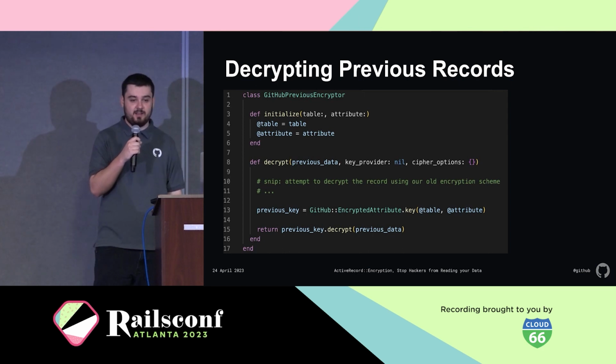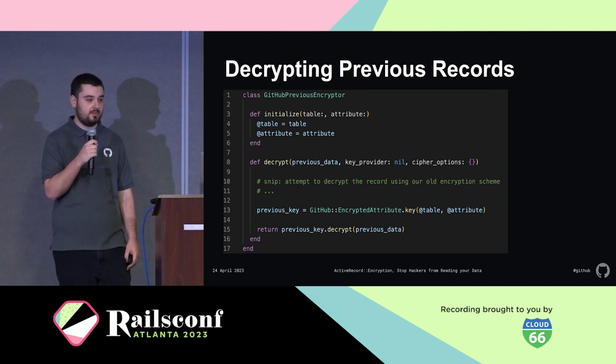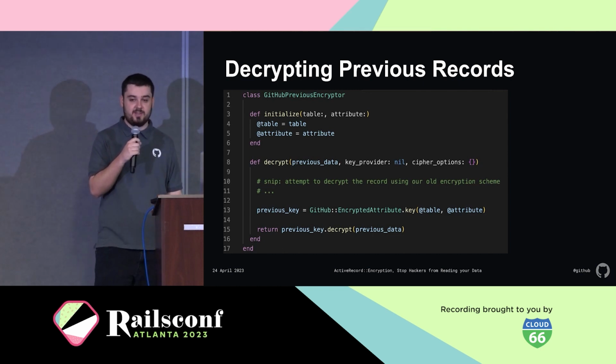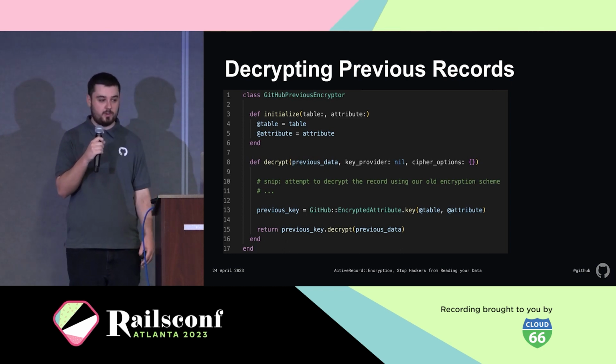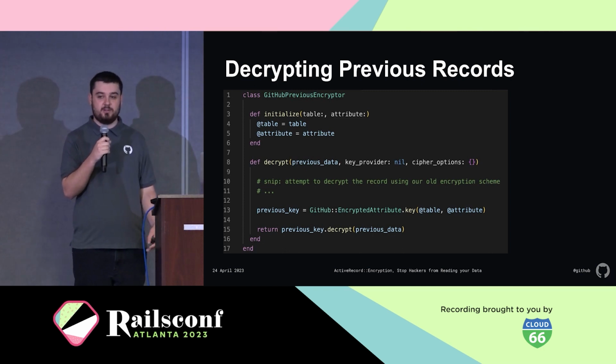So, defining how to decrypt our previous encrypted attributes, what we have here is called the GitHub previous encryptor. It's initialized with the table and the attribute name so that we're able to derive the key for our previous encryption scheme, in this case, GitHub's encrypted attribute. And once we're able to derive that key, we're able to decrypt the value that's passed.